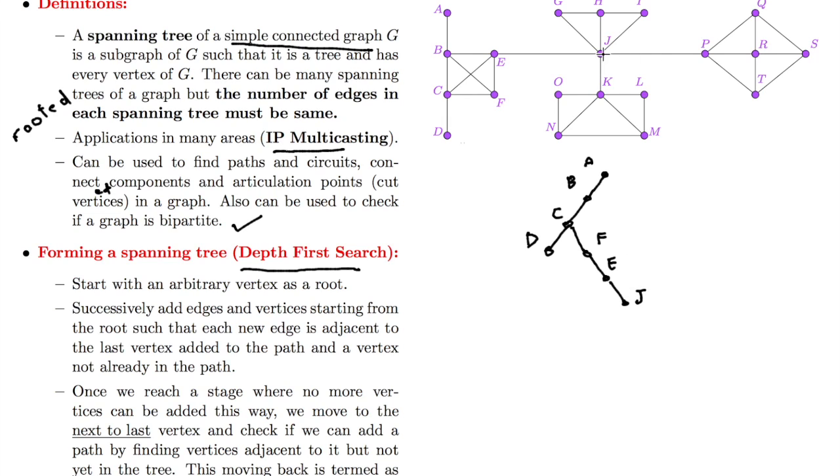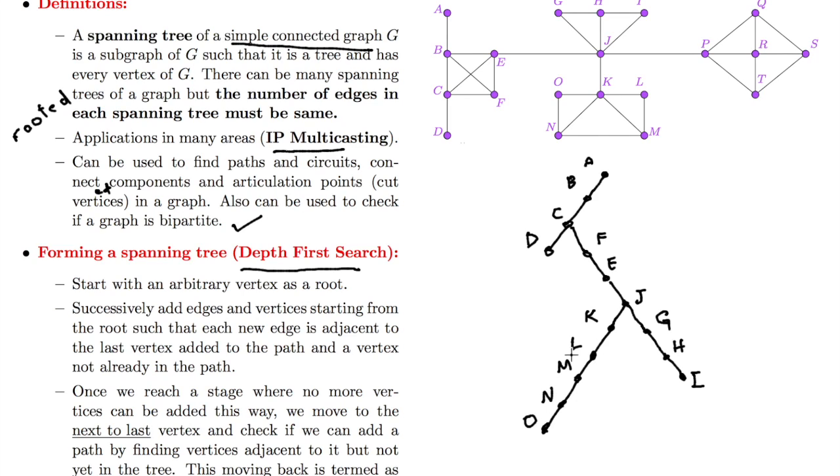So this is my F, this is my E, this is my J. From J I have three options. I can go there, there, or there. So let's say I choose to go there. So I can say G, H, I. So G here, H here, I here. But once I reach I, the vertices adjacent to I are H and J, which are already in the tree. So I have to go back, H, G, J, and then from J I can choose maybe this K. So I can say K, L, M, N, O.